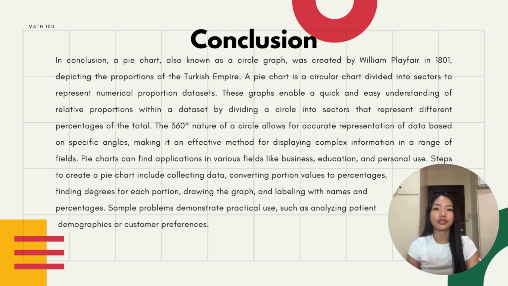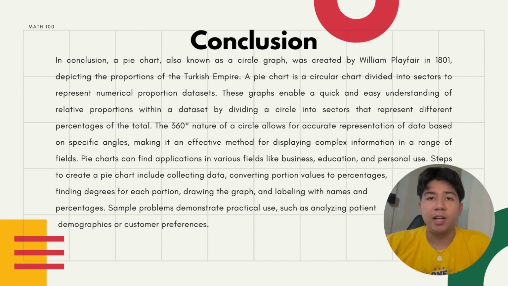A pie chart is a circular chart divided into sectors to represent numerical proportion datasets. These graphs enable a quick and easy understanding of relative proportions within a dataset by dividing a circle into sectors that represent different percentages of the total. The 360 degrees nature of a circle allows for accurate representation of data based on specific angles, making it an effective method for displaying complex information in a range of fields.